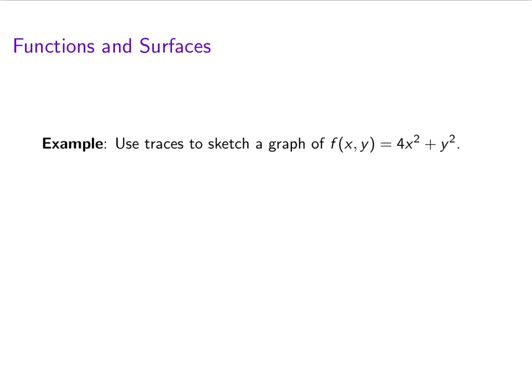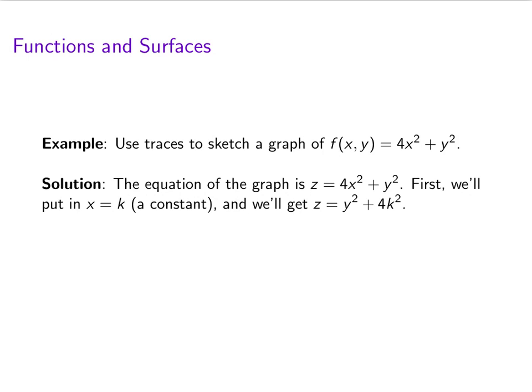All right, as an example, let's use traces to sketch a graph of f of x y equals 4x squared plus y squared. And what I'd like to do is just talk about the traces here, and we'll actually draw a graph in class. So the equation of the graph is z equals 4x squared plus y squared. The first thing we'll do is put in x equals k, just a constant. Then we'll get z equals y squared plus 4k squared. I just moved things around a little bit.